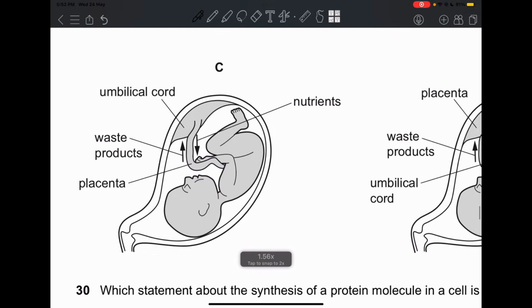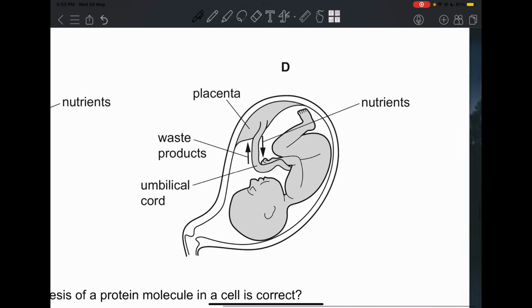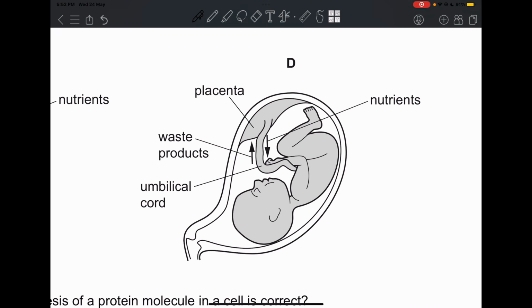Let's see C. C over here is also incorrectly labeled because this is not the umbilical cord. This is the placenta over here. Let's see D over here. D is correctly labeled. This part is the placenta. The waste products are going from the fetus into the mother's blood, and only the nutrients are entering the growing fetus. So far this is correct, and this is indeed the umbilical cord, as I have said a second ago. So D is going to be our correct answer.